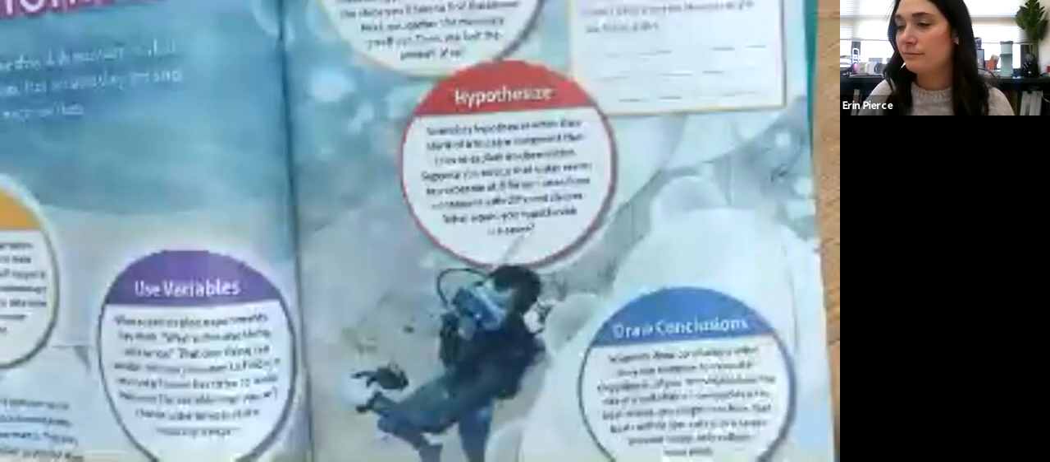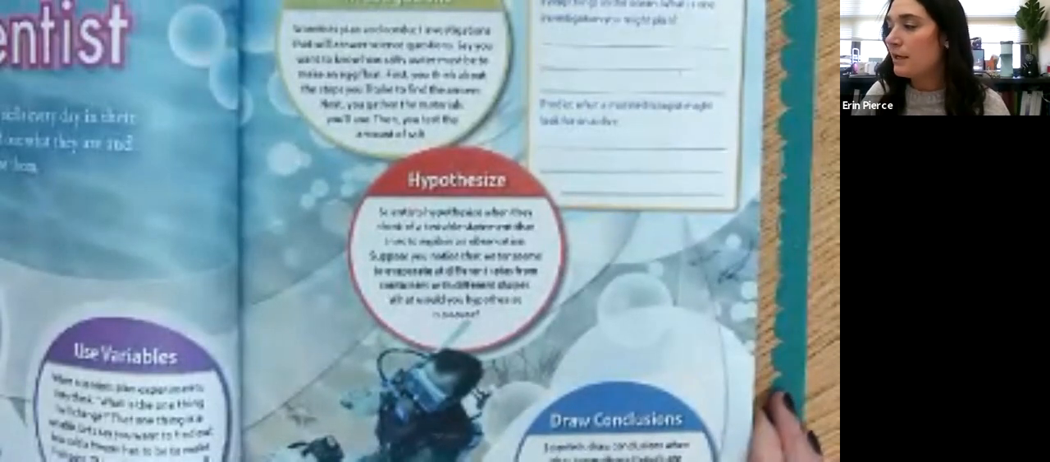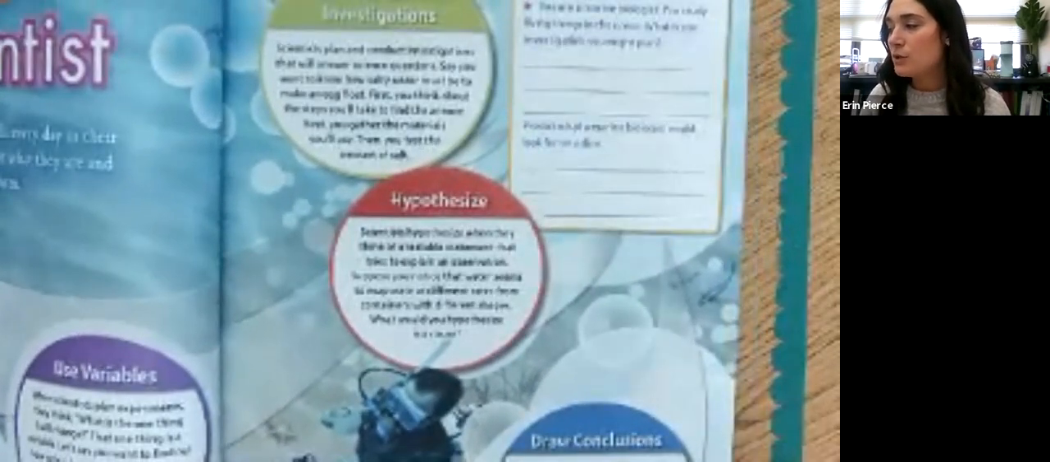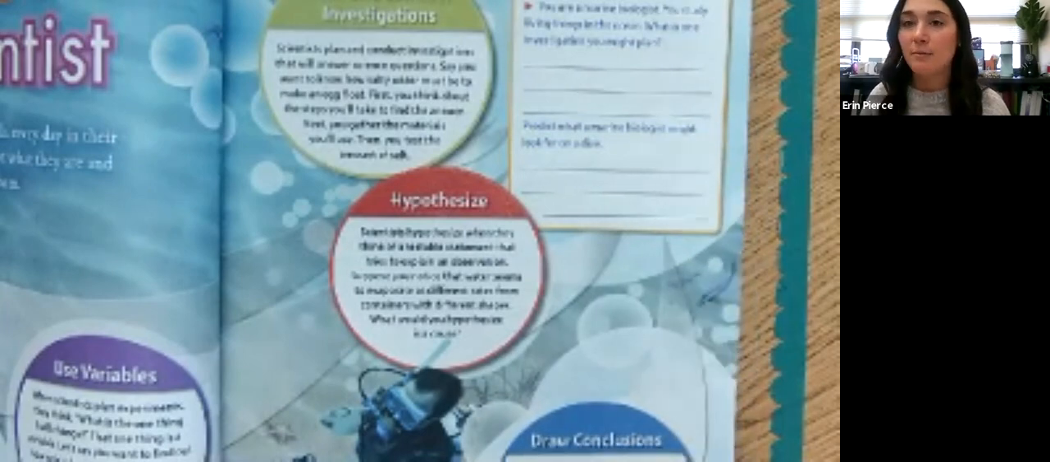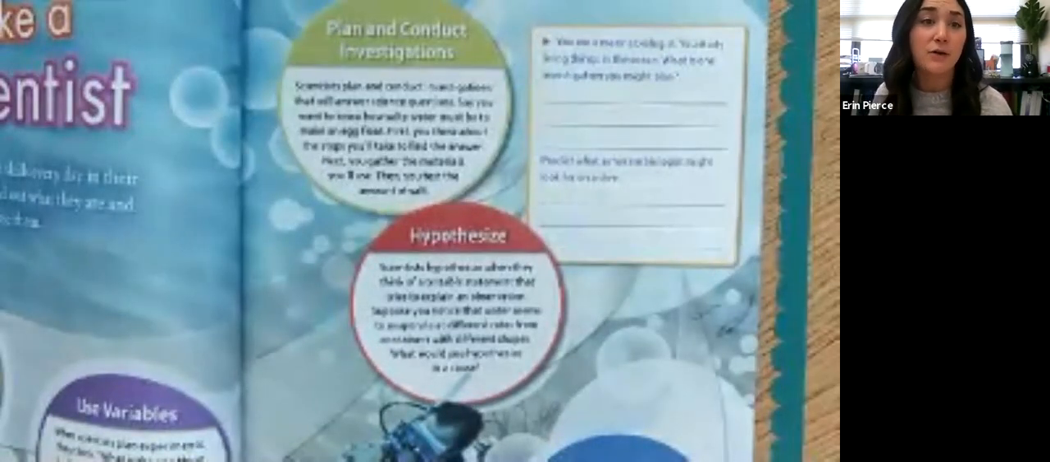Okay. So I am on page 21. The circles are still there. You are a marine biologist. I want you to think about that. You study living things in the ocean. What is one investigation you might plan? What is something that you would like to test about being a marine biologist? What is something that you could do? Charlotte, what is an idea that you have?